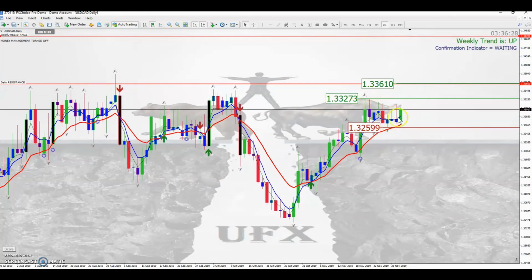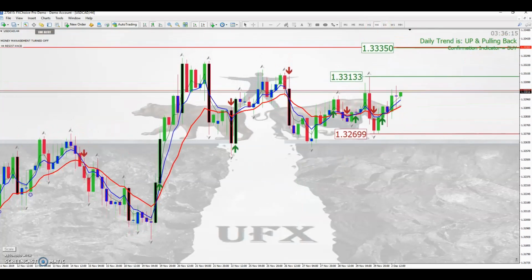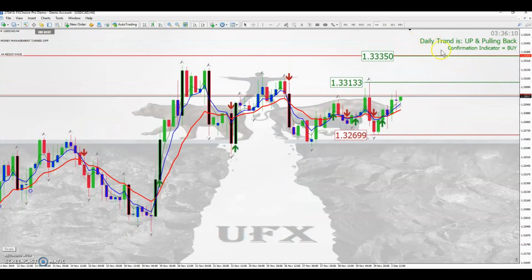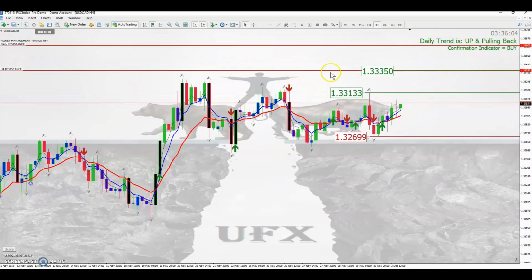We've got our pullback on the daily coming up right now. So we're going to see if anything else gives us a better entry on it. Okay, so we'll go down to the 4 hour. Like it says here, the daily trend is up and pulling back. So here's a bit better, more optimal entry. We've got our 4 hour target set up here.